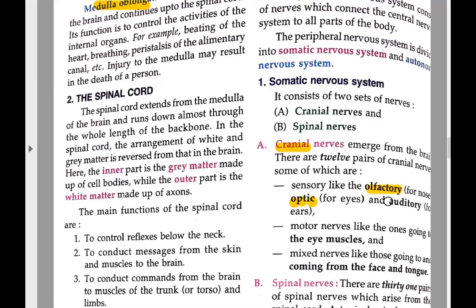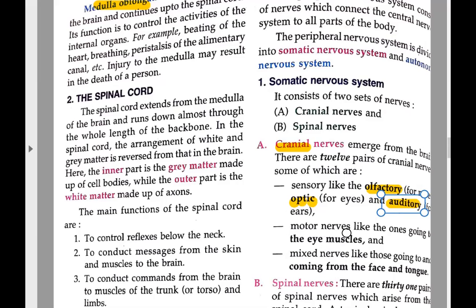Okay. Auditory, audition, audible, auditory, that is what? Ears. So these are the names of three of the cranial nerves. Okay. Then these are what? मतलब cranial nerves में भी बहुत सारे आते हैं. ठीक है. Sensory, these are sensory nerves. Then there are motor nerves. There are mixed nerves. ठीक है.